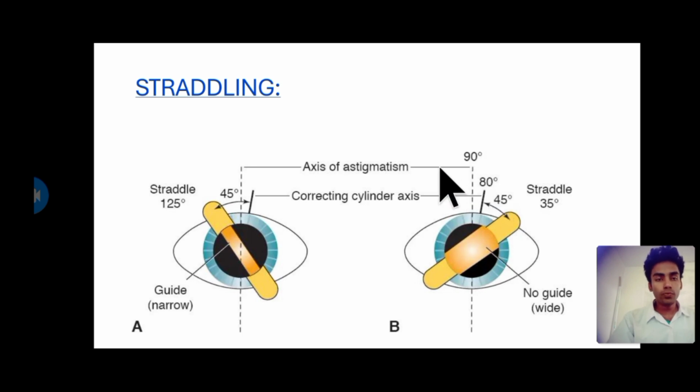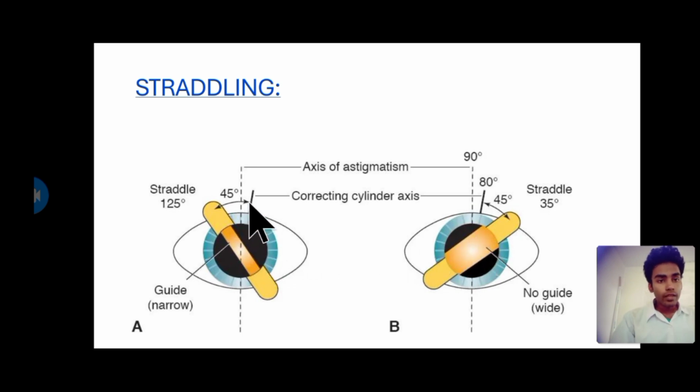Now we need to confirm whether this 80 degrees is the correct axis of that astigmatism or not. For that, we just rotate our streak by 45 degrees clockwise and 45 degrees anti-clockwise from the correct meridian. Here the correct meridian is 80 degrees, so 45 degrees in the clockwise direction it is 35, and 45 degrees in the anti-clockwise direction it is 125. After rotating 45 degrees in two different directions, we need to assess the thickness of the retinal reflex.